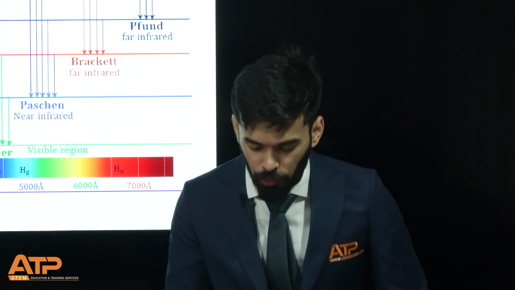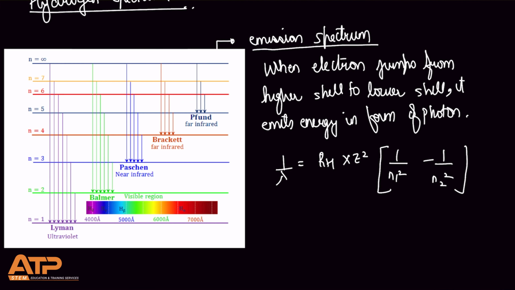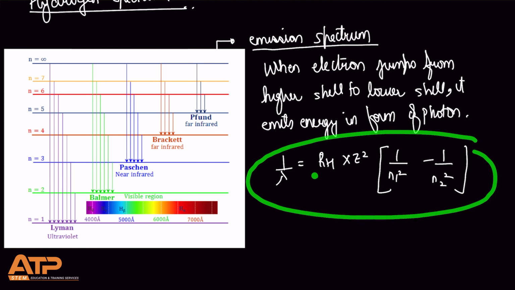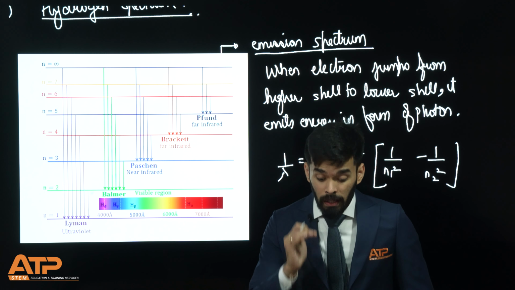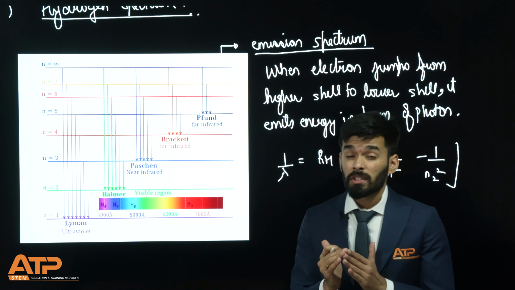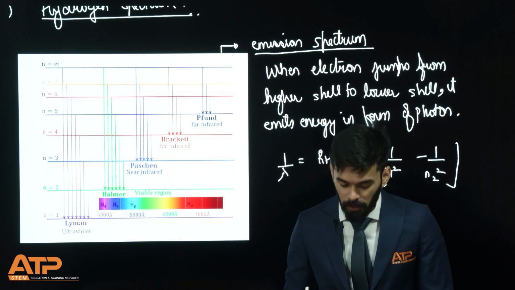Now when electron jumps from higher shell to a lower shell, if we are asked to calculate the wavelength of that photon, then we can use this formula. 1 by lambda equals Rydberg constant into z square into 1 by n1 square minus 1 by n2 square. So in this formula, all of us should remember the shortcut value of Rydberg's constant.